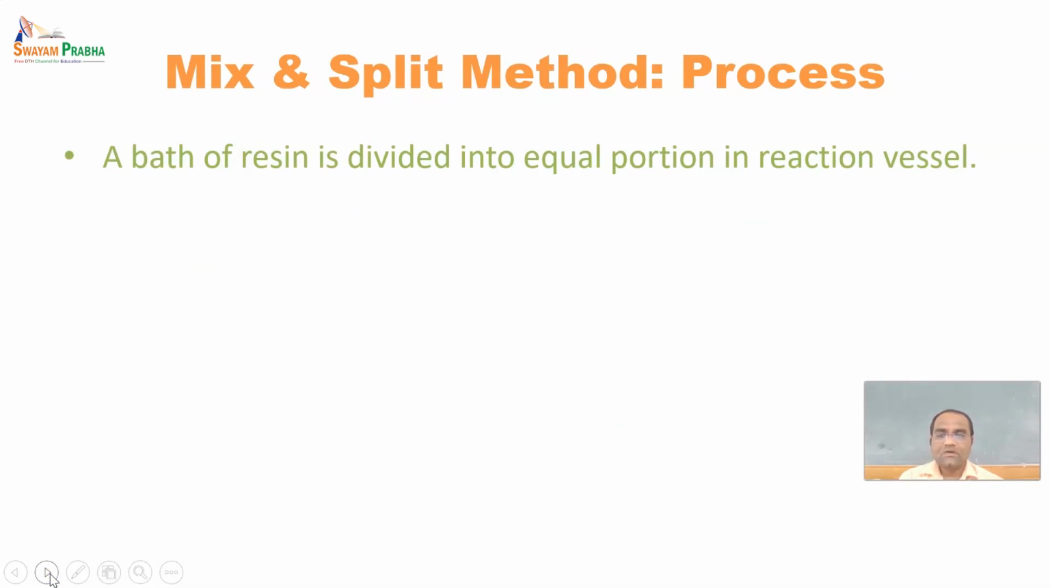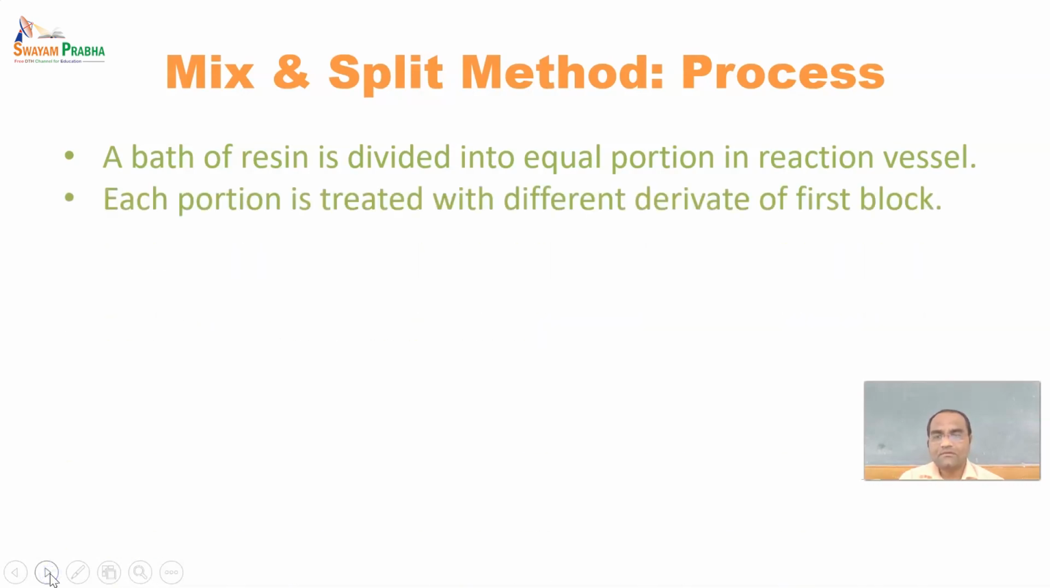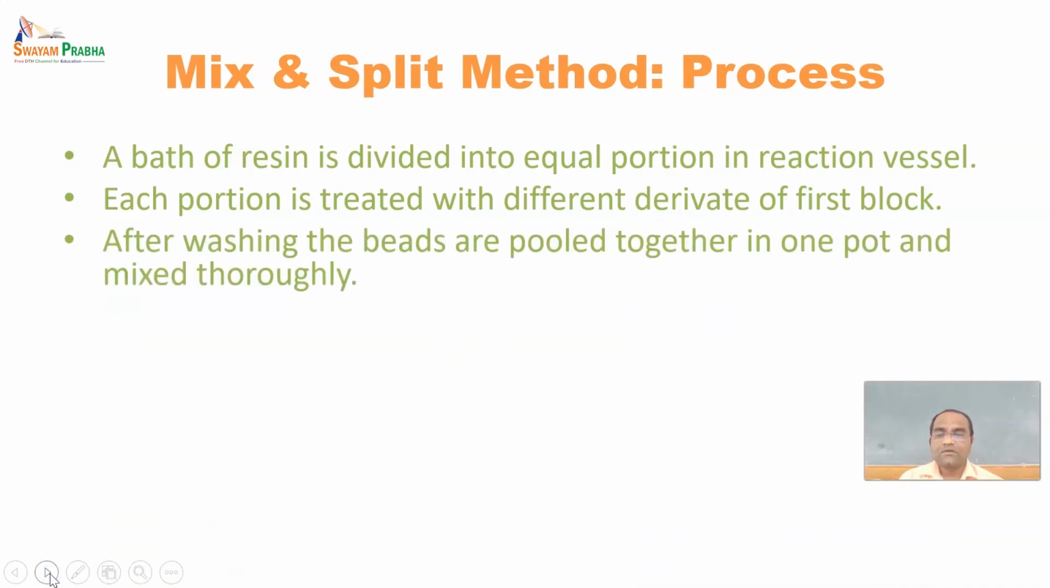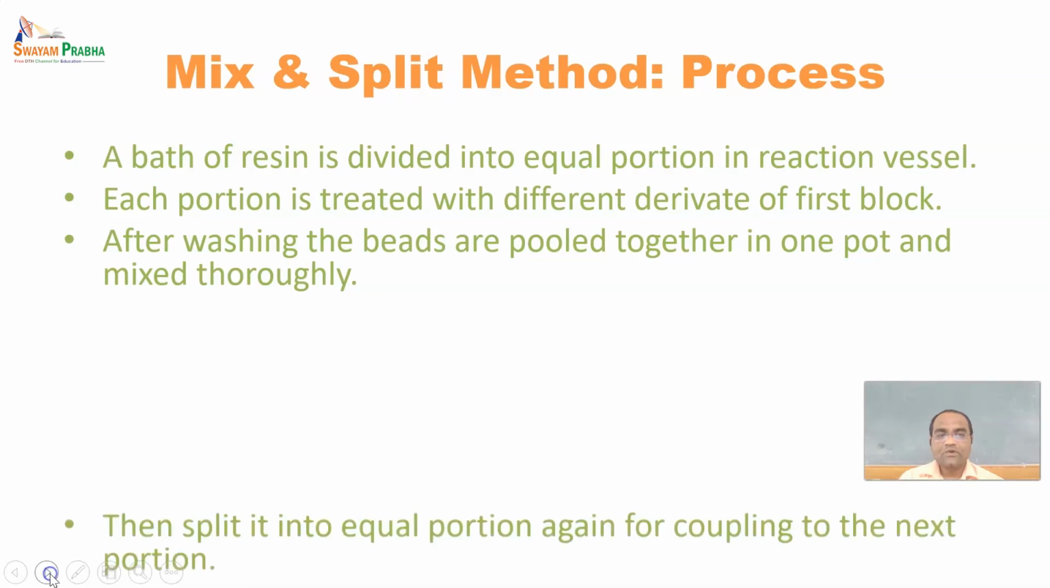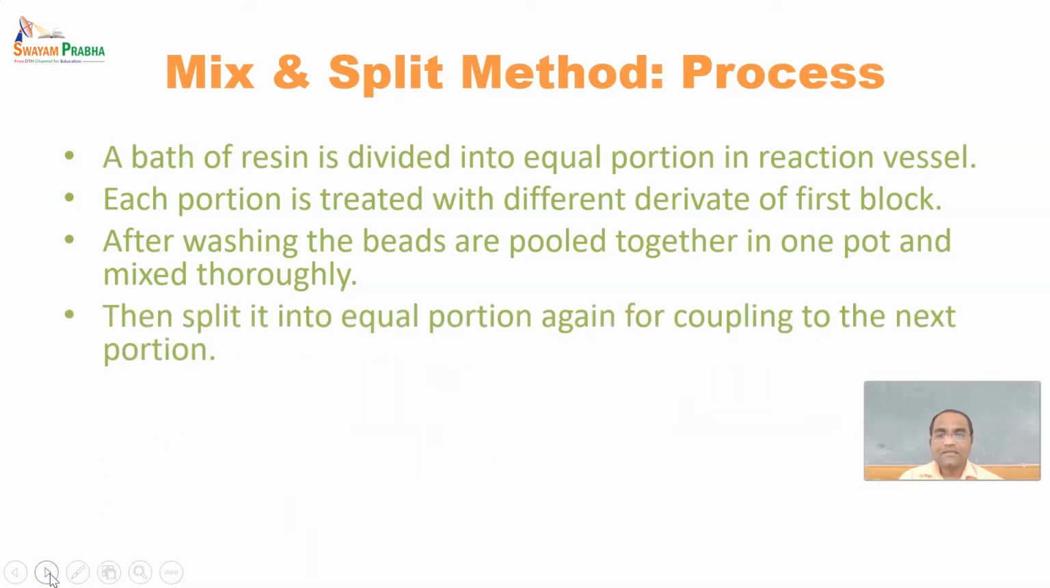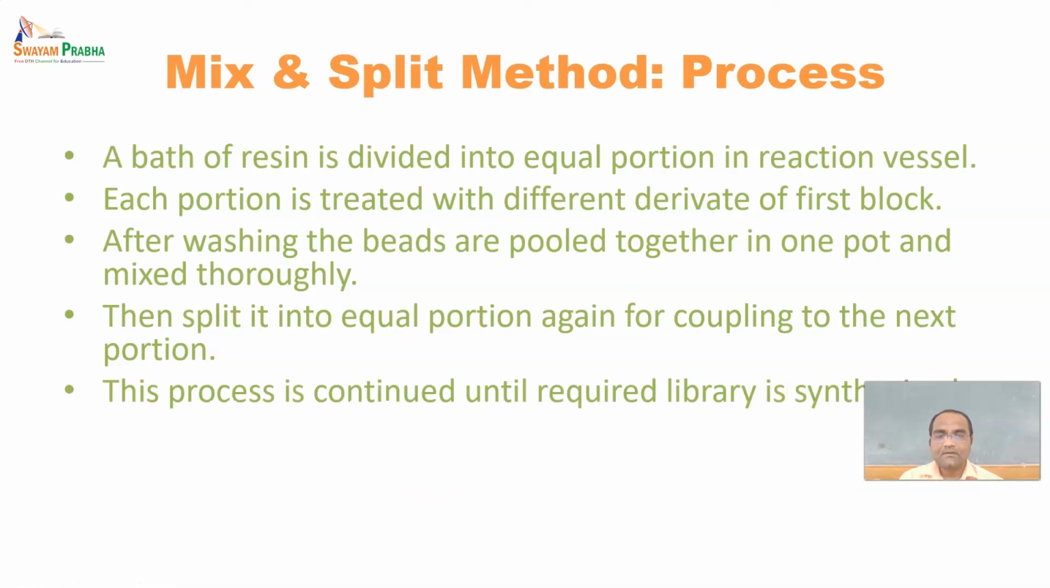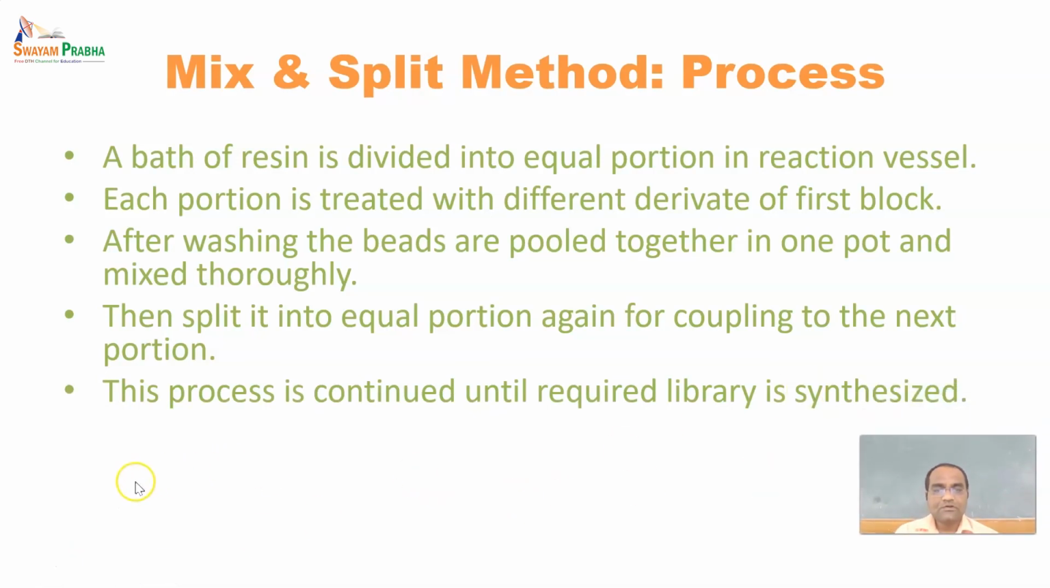So what is the process for the mix and split method? The first step is that a batch of resin is divided into equal portions in reaction vessels. After that, each portion is treated with a different derivative of the first block. After washing, the beads are pooled together in one pot and mixed thoroughly. Then split into equal portions again for coupling to the next block. This process is continued until the required library has been synthesized. So we can understand this process by a figure.